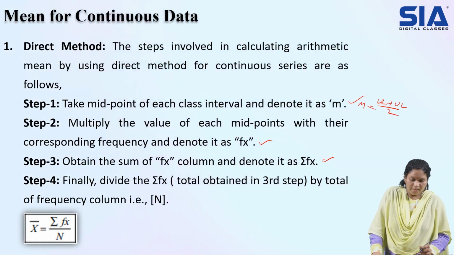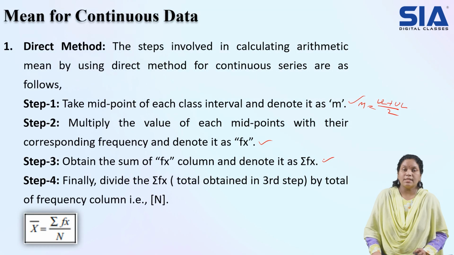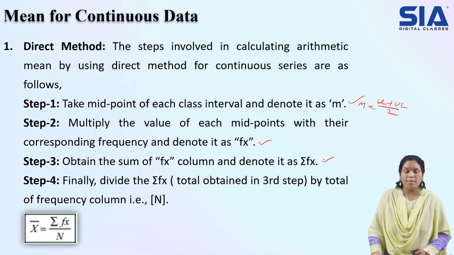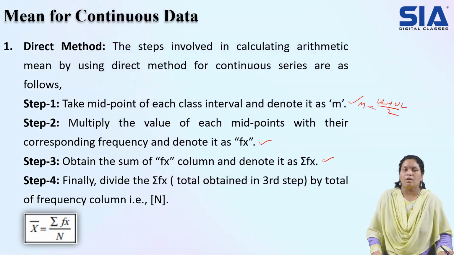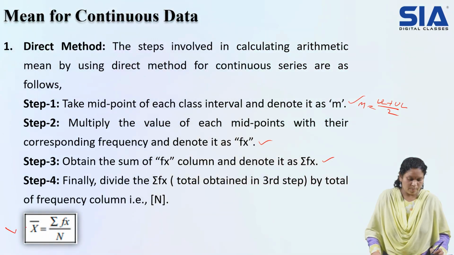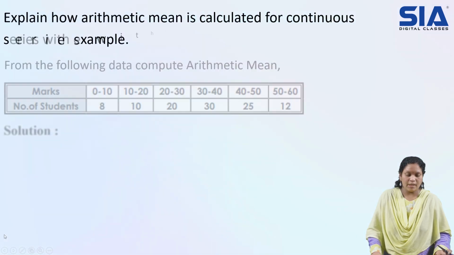Next, step 4: divide summation fx by the total of the frequency column, that is capital N. Overall, you have to total the frequencies, and the step 3 column, that is the fx column, should be divided by it. Now go for the formula, that is x bar. We know the notation of mean is x bar. So x bar is equal to summation fx by n. That is your formula. How to obtain summation fx and n, we'll check using an example. So let us go for an example.